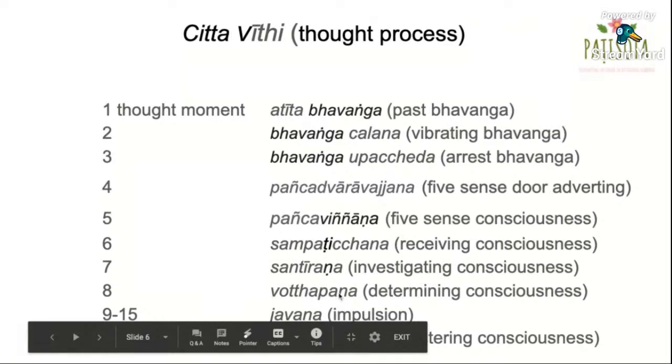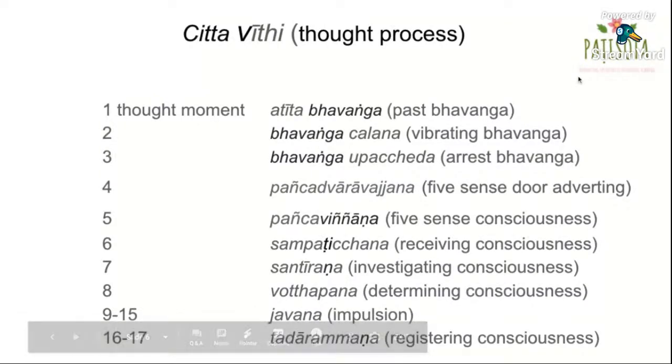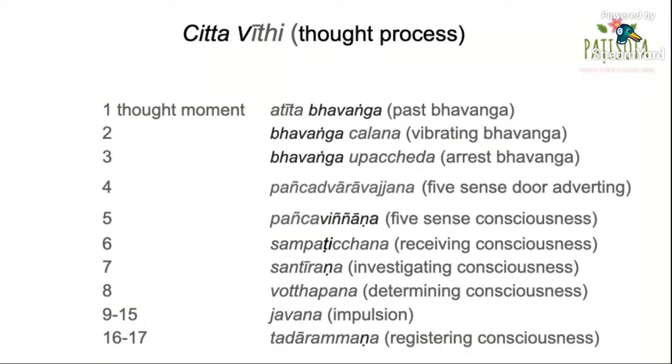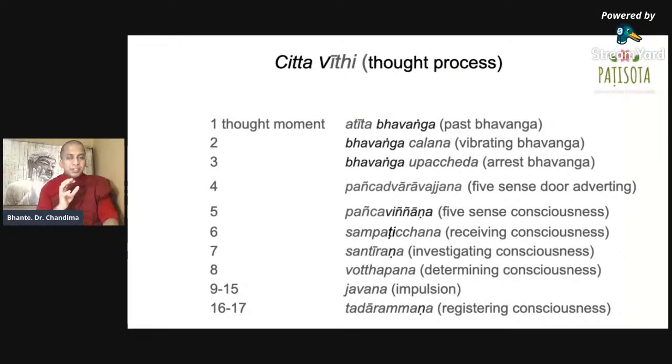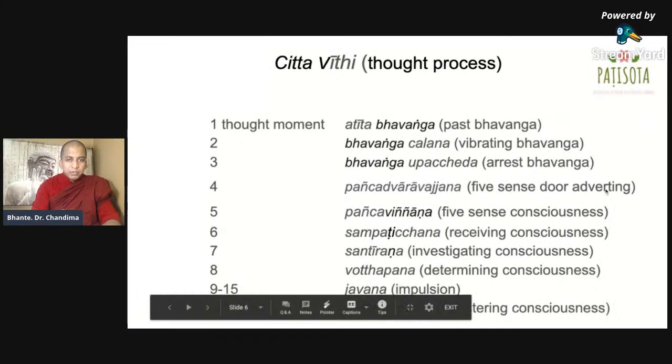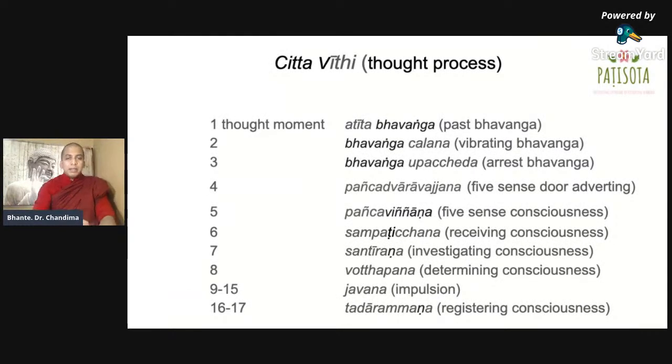See this part, Vattapana. This is one of the roles of Manodvara Vajjana. Vattapana is determining consciousness. So one of the roles of Manodvara Vajjana is to bring the Santirana level of your cognitive process higher, to the Vattapana state. In the Vattapana state, your consciousness is being determined. Some people say this is kind of a discriminatory level of your consciousness. And then what happens? It will go through seven javanas. And then there is a thought registered at the sixteenth and seventeenth moments, chittakanas.